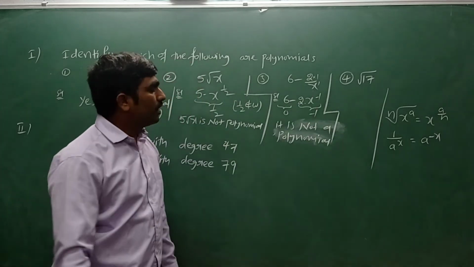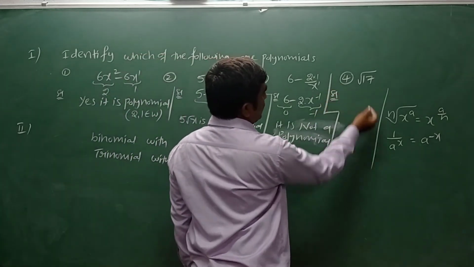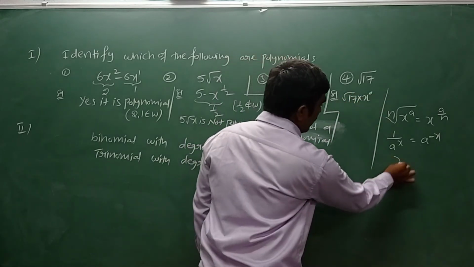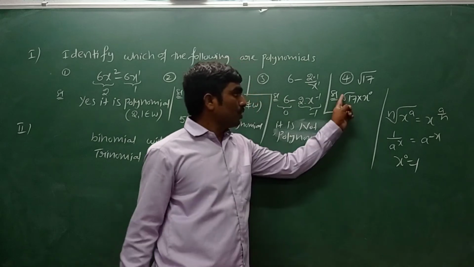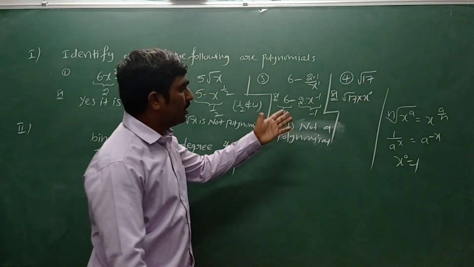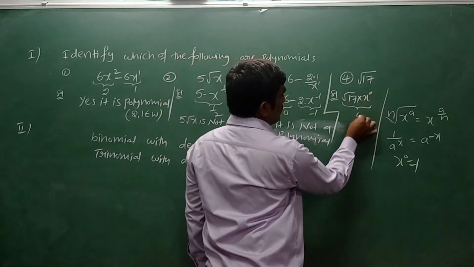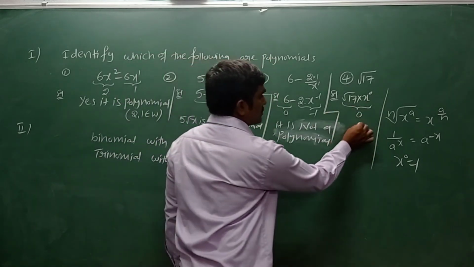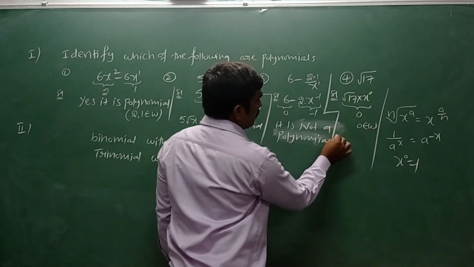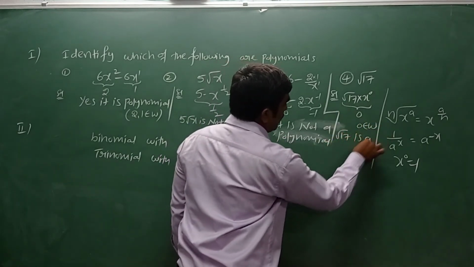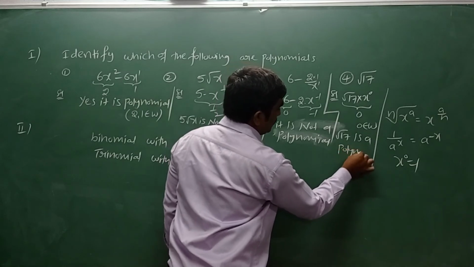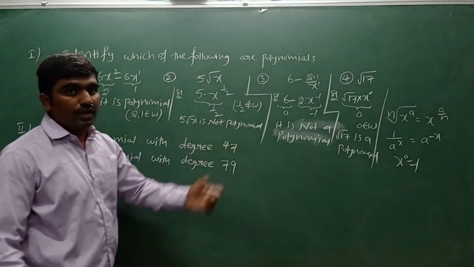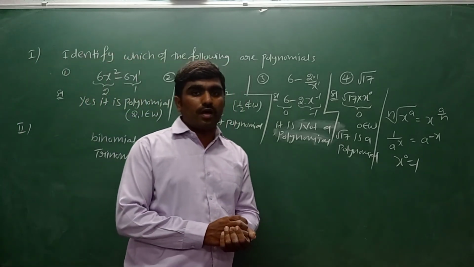Yes. Now which is the last one? Root 17. How can I write root 17? There is no variable. I can write root 17 into x to the power of 0. X to the power of 0 is how much? 1. Root 17 times 1 is root 17. Here I can see the variable power is 0, which belongs to whole numbers. So what can we say now? Root 17 is a polynomial. That is the way we need to verify whether the given algebraic expression is a polynomial or not.